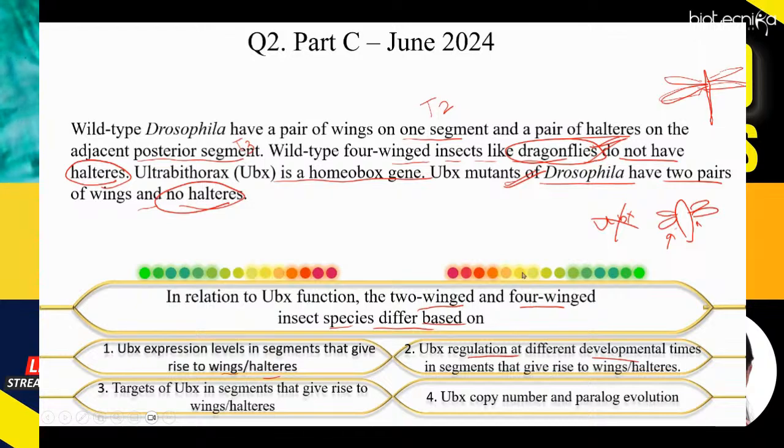Anyone wants to take a guess at this question? Now you know many things about homeobox mutants.